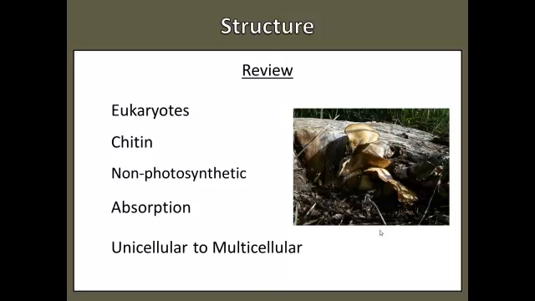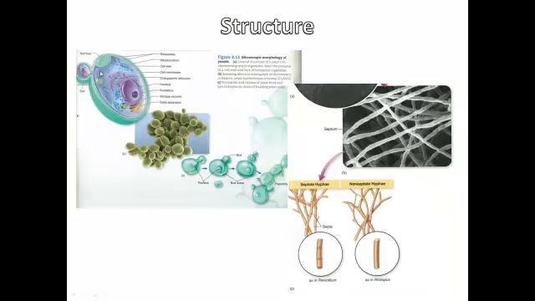Yeasts are unicellular, molds, which we will lump mushrooms into, are multicellular. Fungi can be either spherical and unicellular. When they're in this form, we call them a yeast. Or they can form filamentous cells that seem like they go on and on forever. We call these hyphae. Now these hyphae, they can be either septate or non-septate. I'm not going to test you on that in this course.